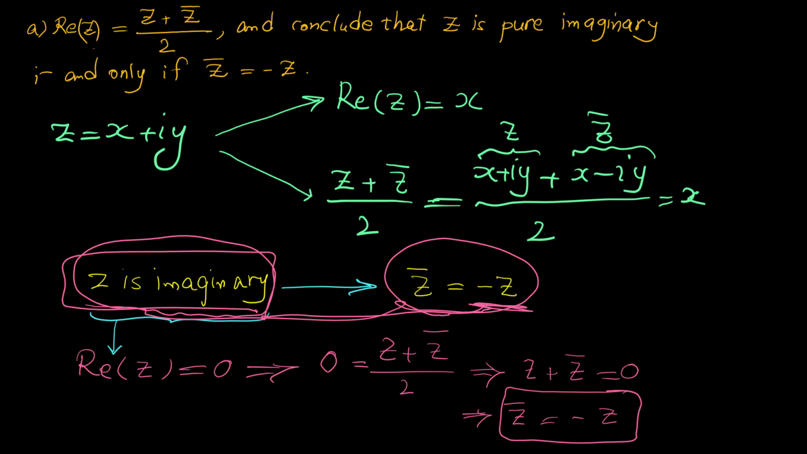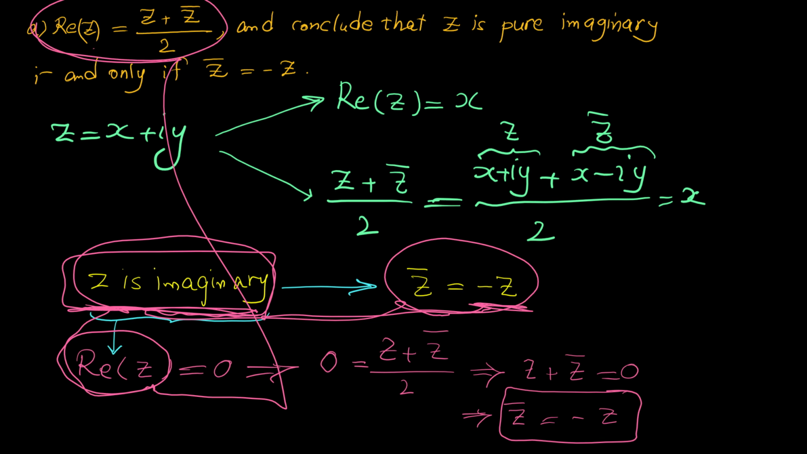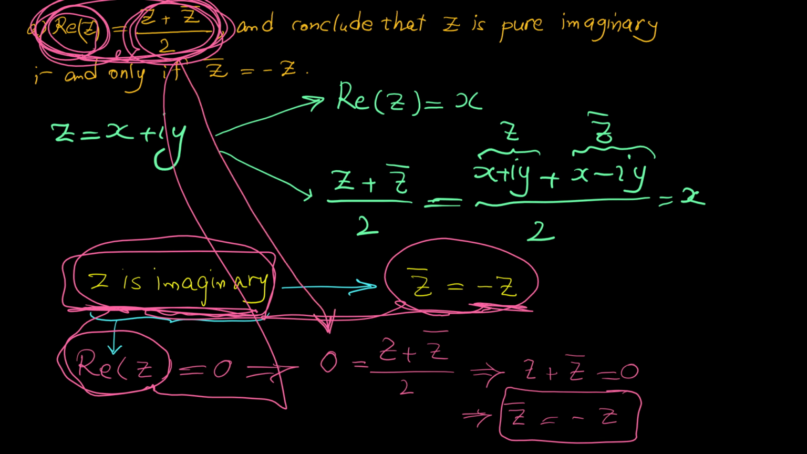Z is pure imaginary, immediately we conclude the real part of z is 0. Because the real part of z is 0, we use this identity here. We say the left side is 0, so it means that the right side should be equal to 0. And from this we concluded this result.